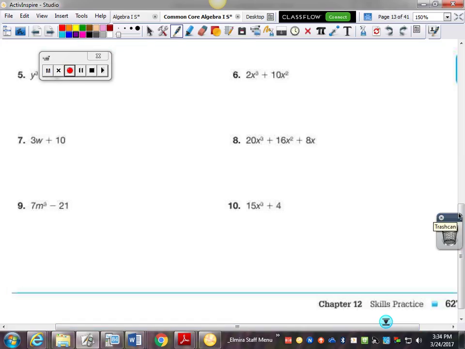If I were doing number 8, I'm looking at 20, 16, and 8. All of those divide, the largest number they all divide by would be 4. And x cubed, x squared, and x, they could all factor out an x. So 20 divided by 4 would be 5, and if I factor one of the x's out of x cubed, it would be x squared. 16 divided by 4 would be 4, factor out one of the x's. And 8 divided by 4 is 2, and the x got factored out.